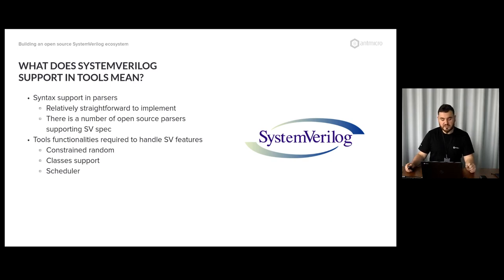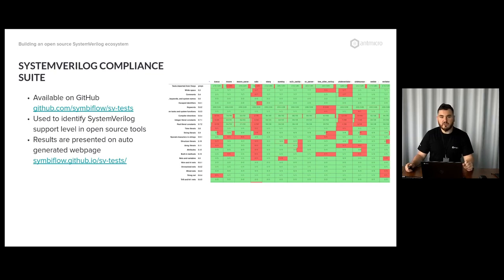As I said at the beginning, the first step of creating an open source SystemVerilog ecosystem is identifying what is already there. To do that, along with Google, we created a SystemVerilog compliance suite. This is an open source product available on GitHub. It checks a number of open source tools and gathers the results of the support level for SystemVerilog features on an easy to browse web page. This web page is automatically deployed to GitHub Pages, so if you are interested in the support level in a certain tool, please go to the website and check it yourself.